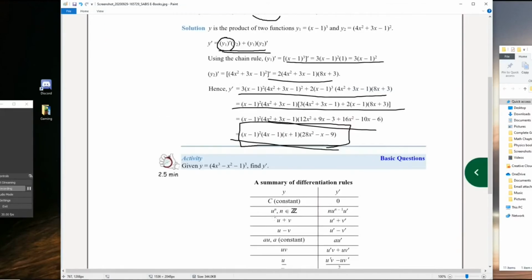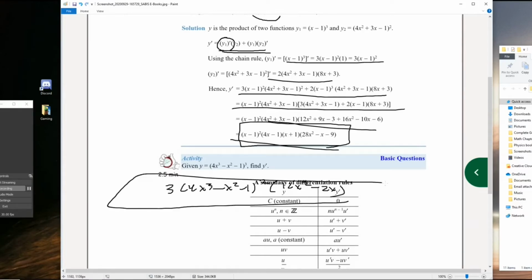So anyways, even though they give us this in the example, probably just to show you, here in the activity it's really easy. To be honest, you just need to do this 3 times 4x cubed minus x squared minus 1 squared times the derivative of this, that would be 2x squared minus 2x, and you're done pretty much.